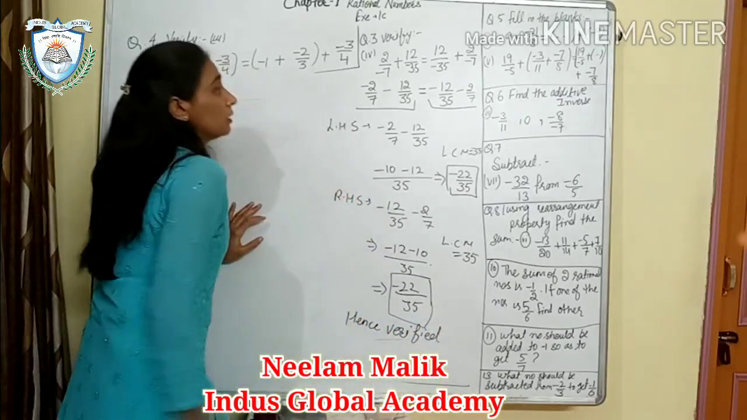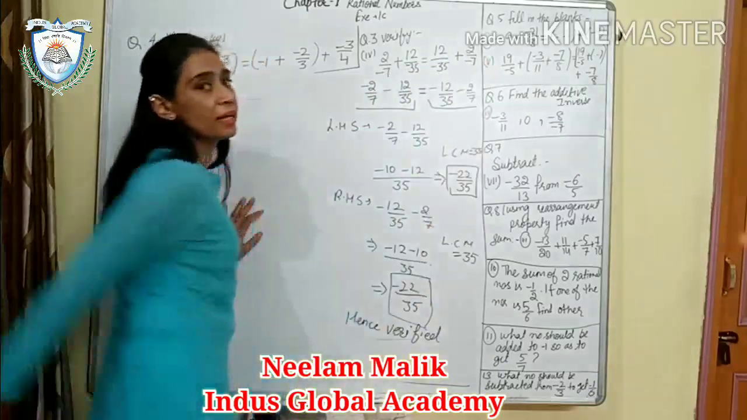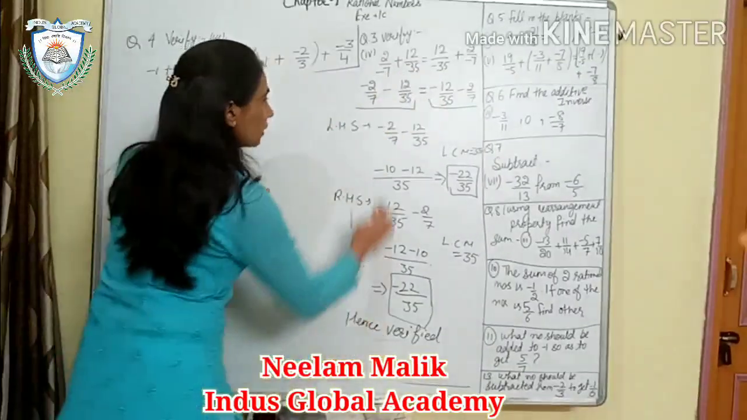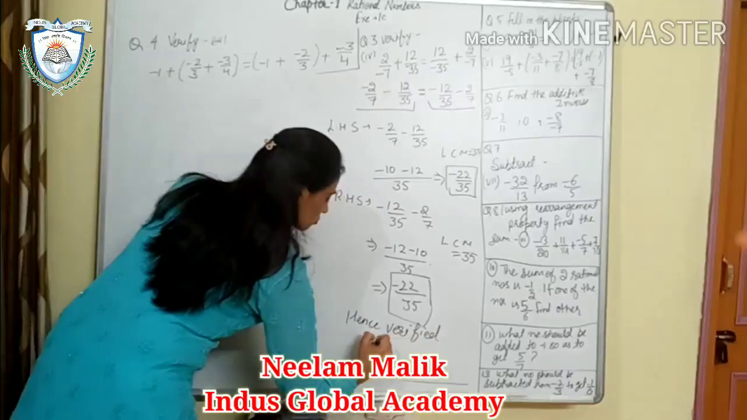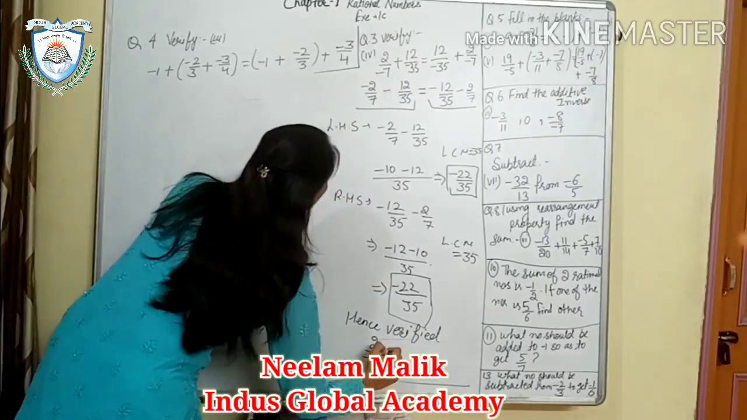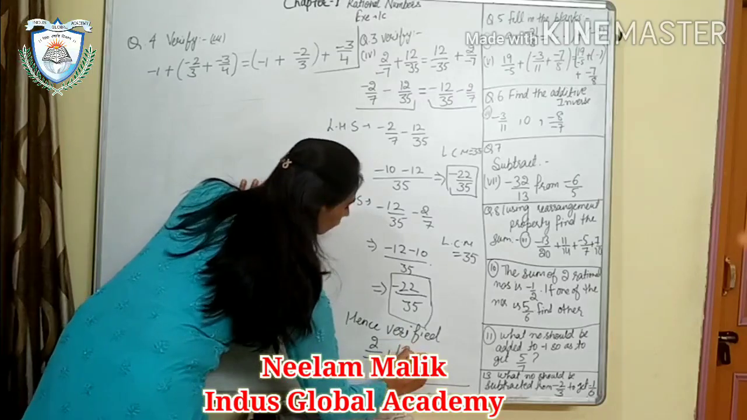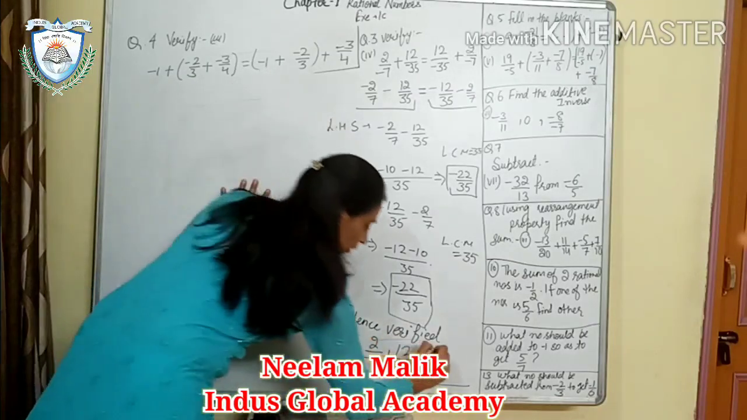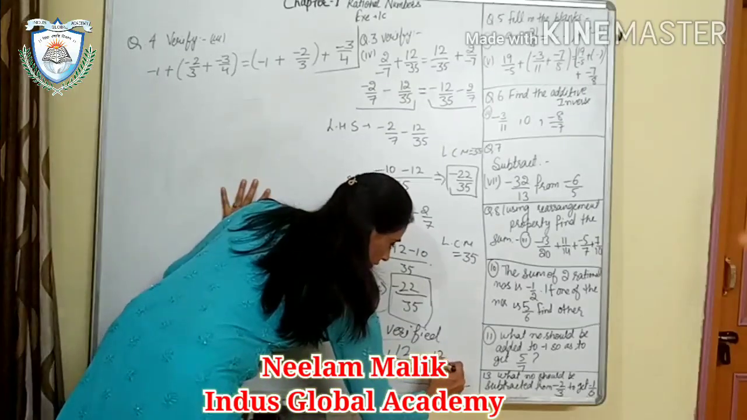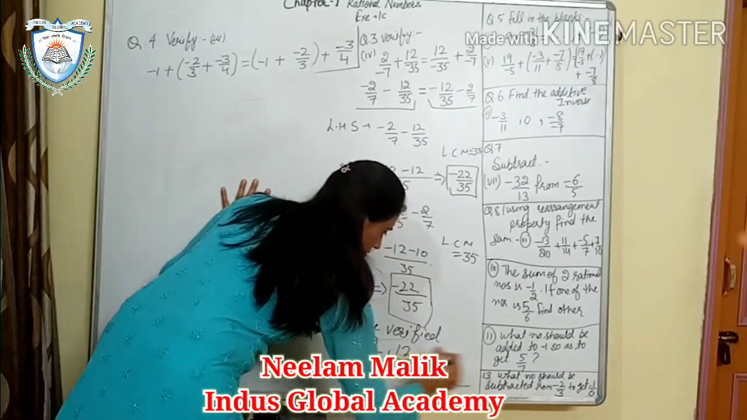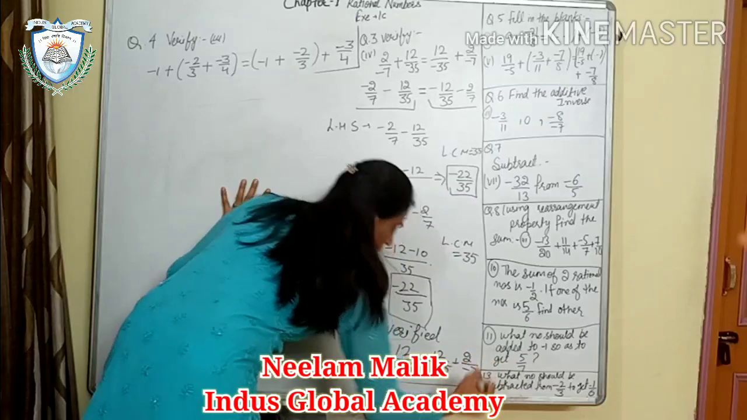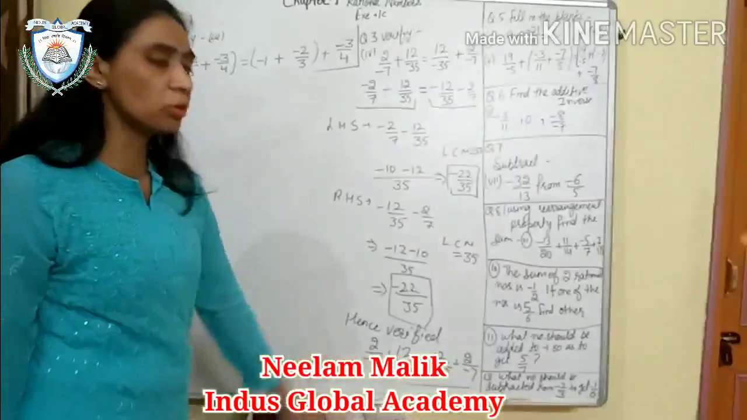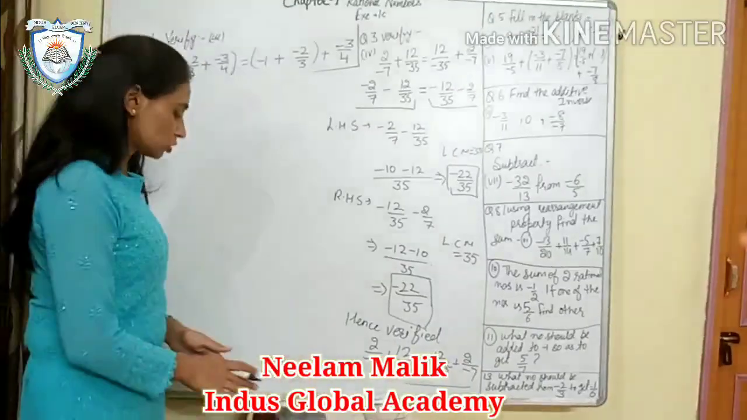What verified? This is equal to that one. You will write the first statement that is given in your question. So hence verified, what is 2 upon minus 7 plus 12 upon minus 35 is equal to 12 upon minus 35 plus 2 upon minus 7. Yes, it was our statement. So it is verified, meaning they both are equal. So this is your question number 3.